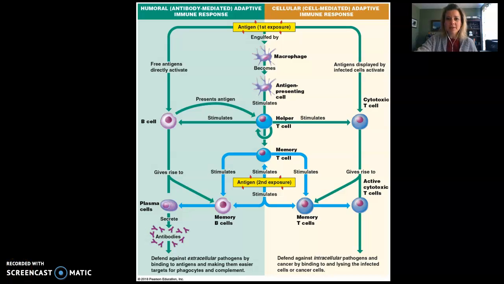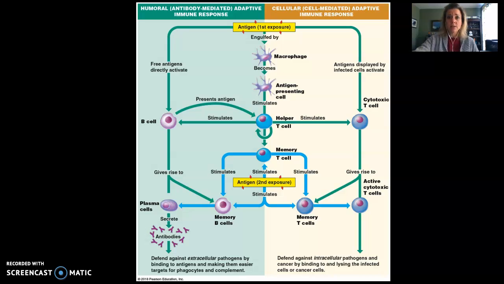All right, welcome back to part 3 of the adaptive immune response. I really like this diagram because it kind of wraps up the entire response in a neat little package with a bow on top. You do have this diagram in your book as well.